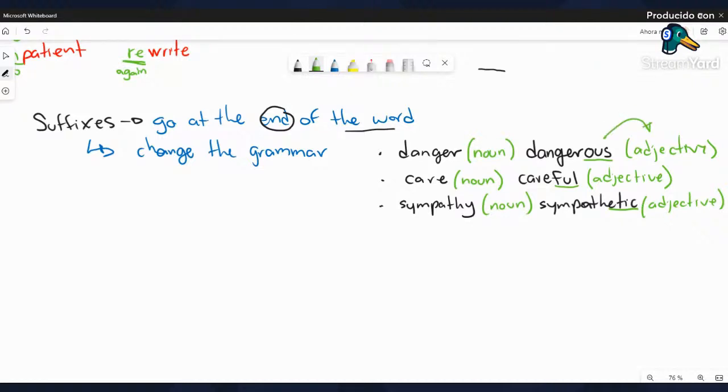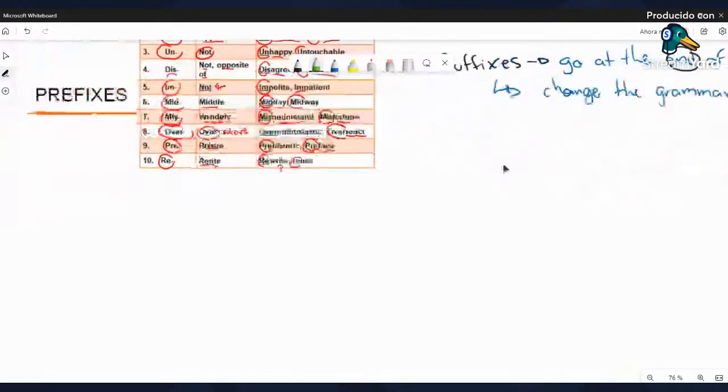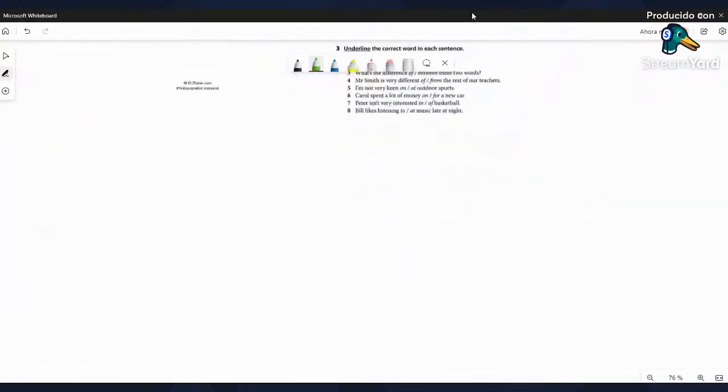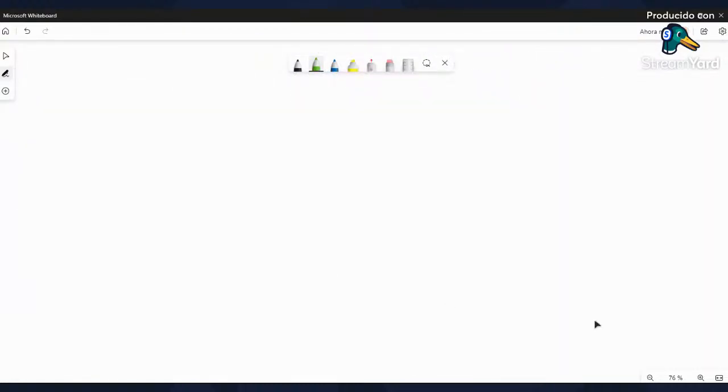You see? Of course, there are many other examples of suffixes. Let me go back here. Let me drag this chart that I have prepared for you guys.